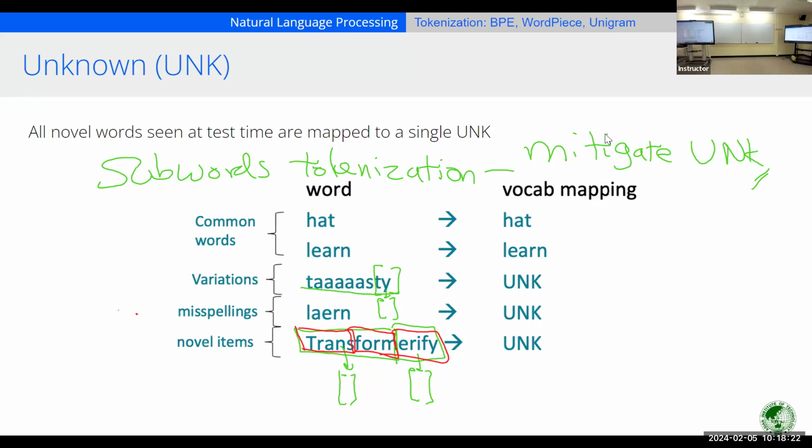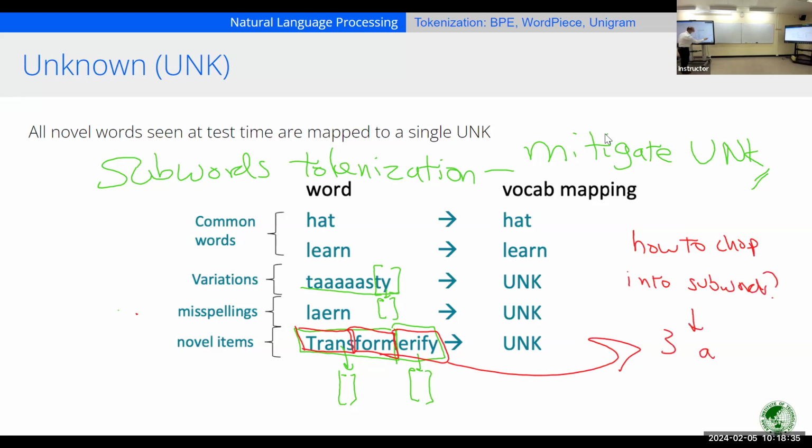This comes to the three algorithms. How to chop into subwords. Three algorithms that I'm going to teach you, right? And I only have three main slides. And today you're just going to do hands-on how to do it.